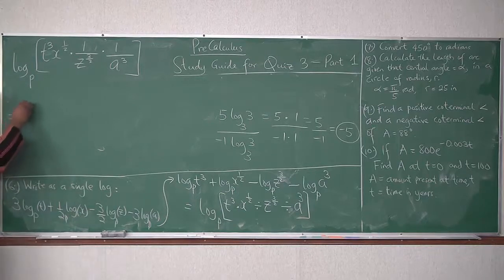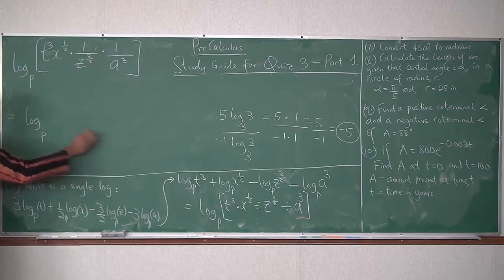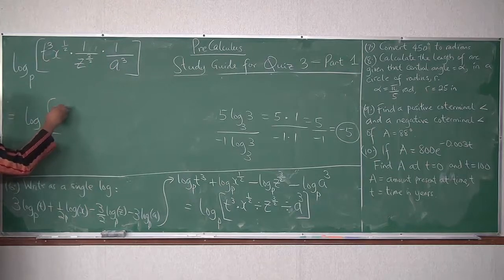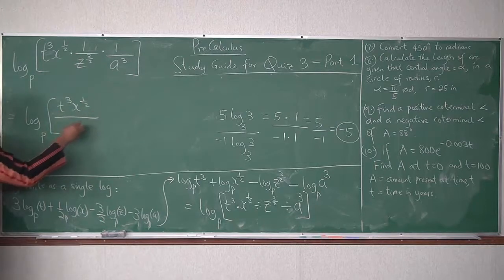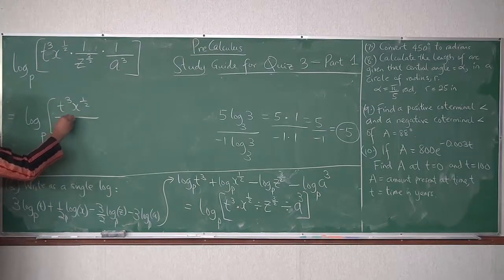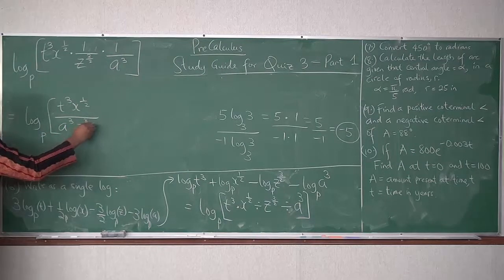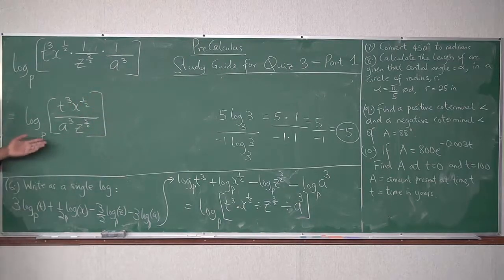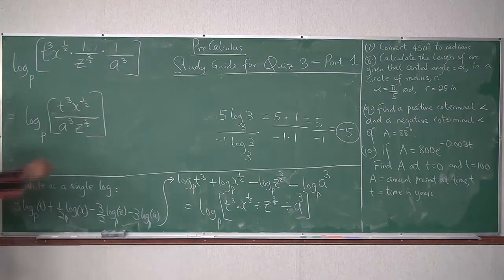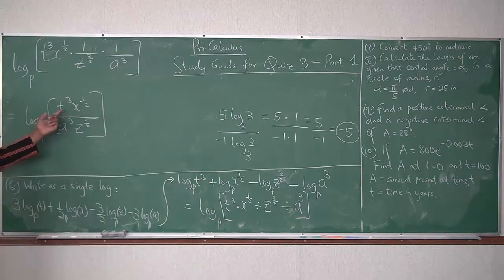Okay, so this will now give me log to base p, and it will be t cube x to the 1 over 2 divided by a cube z to the 3 over 2. Or you can put z to the 3 over 2 a cube. Whichever way you want to do it, that's fine. I just put this because t comes before x and a comes before z. So this becomes your answer. Okay?